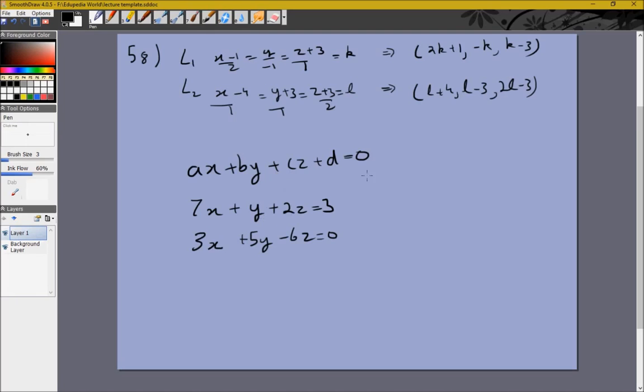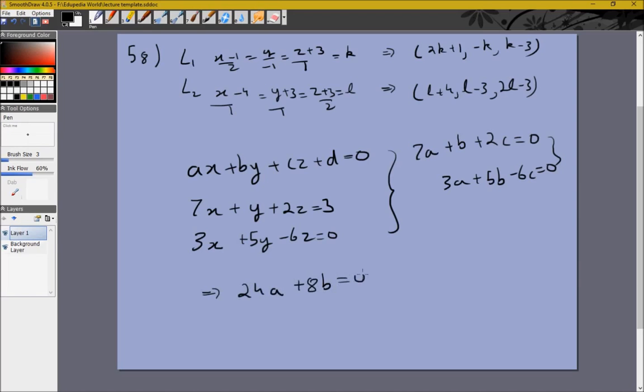Right, from that what we get is 2 equations, 7a plus b plus 2c is equal to 0 and 3a plus 5b minus 6c is equal to 0. Now we can solve these two. An easy way is to multiply the first by 3 and add it, then c will cancel. So then we'll get, if we multiply the first by 3, 21 and 3 is 24a plus 8b is equal to 0, or b is equal to minus 3a. Put it in the first one, 7a minus 3a is 4a plus 2c is equal to 0, so c is equal to minus 2a.